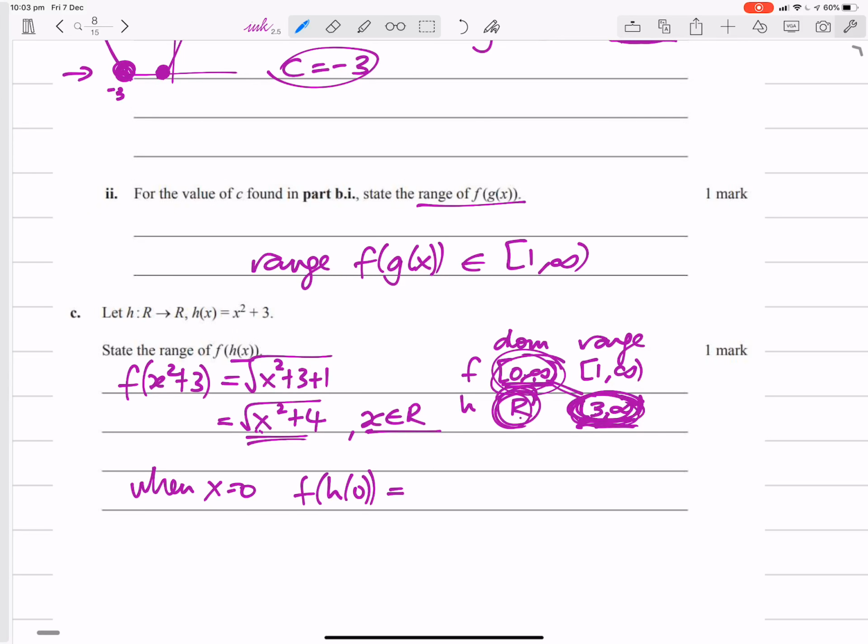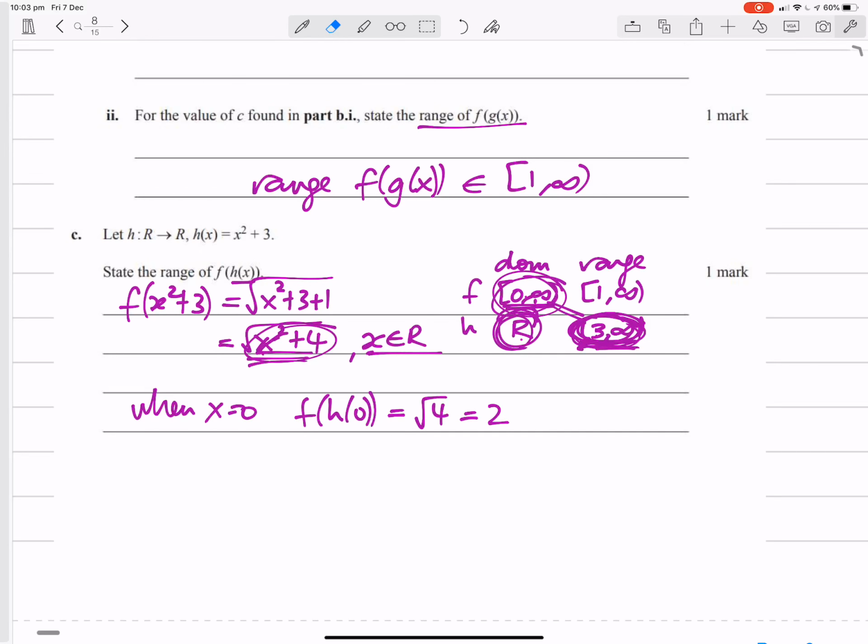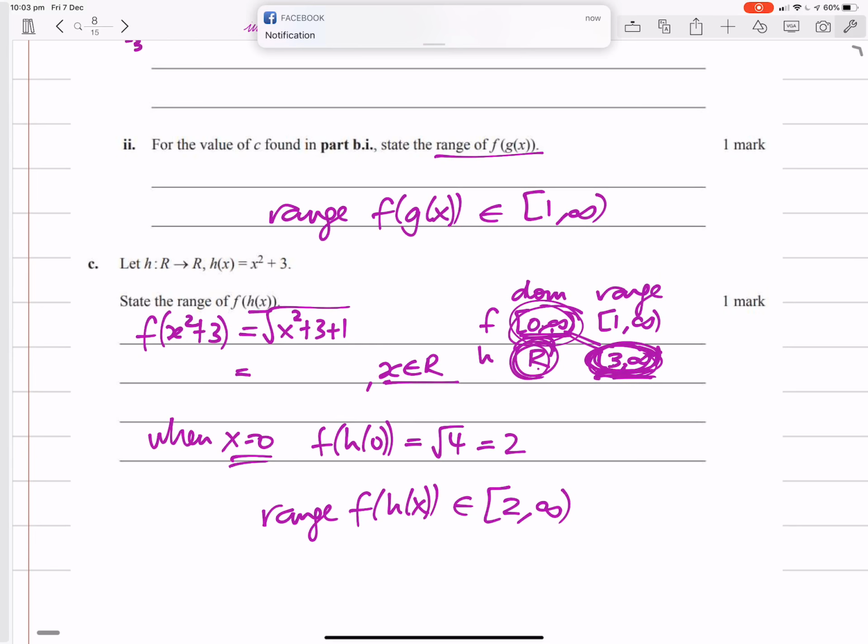So my range of f of h of x is from 2 to infinity. Because as I put larger numbers in, greater than 0, underneath the square root is going to become bigger, and when you square root a larger number, it just results in a larger number.